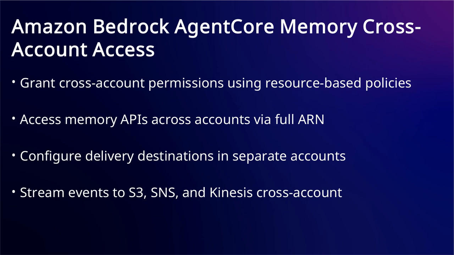You can configure delivery destinations in separate accounts, allowing memory resources to stream events to S3 buckets, SNS topics, and Kinesis data streams located in other accounts. This capability supports building distributed architectures where memory resources and agents span multiple AWS accounts while maintaining centralized control and delivery options.